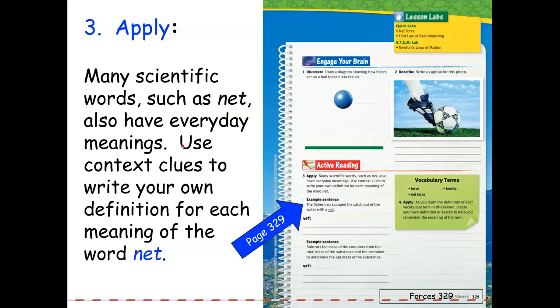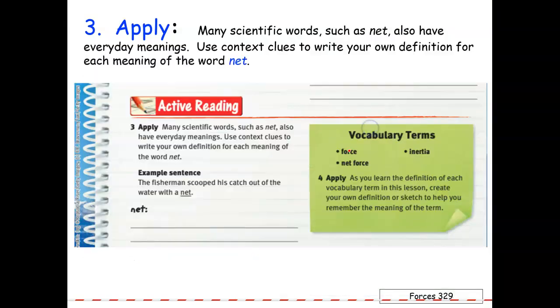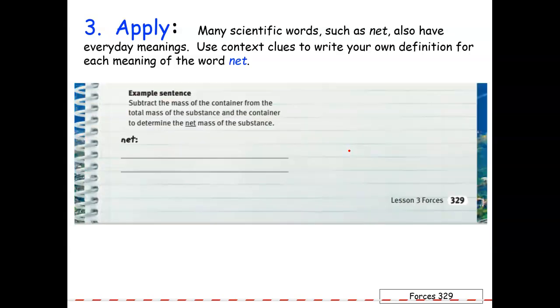The next question asks you to apply, and this is an active reading question. The first example they give you for context clues is: the fisherman scooped his catch out of the water with a net. You've got to think about the definition of net in this sentence, and so you're going to describe what a fishing net is.